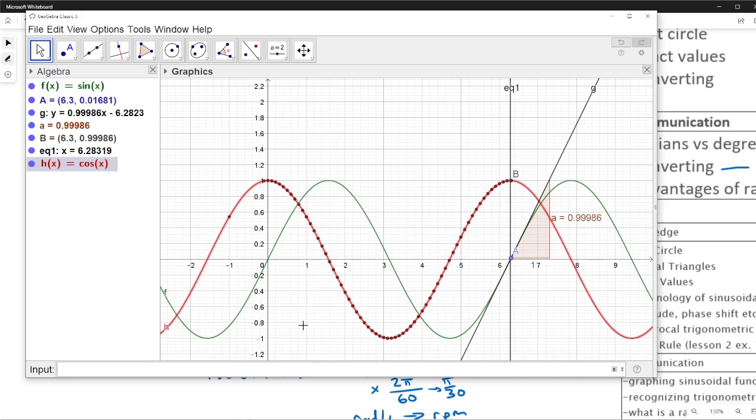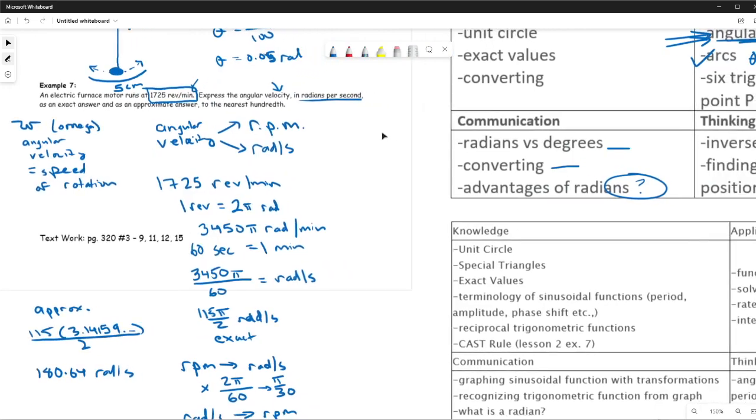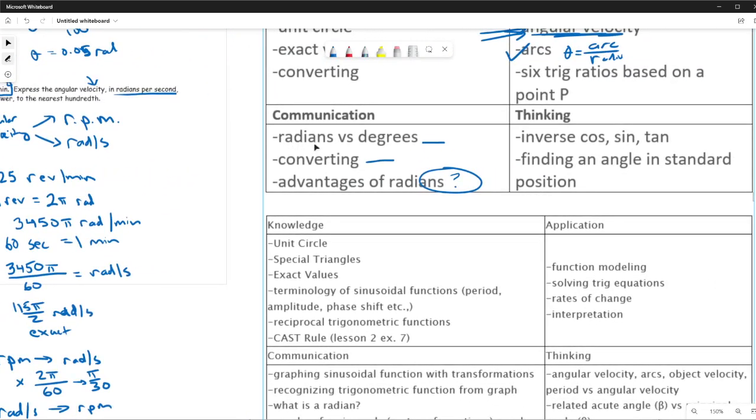So to summarize for today, I showed you what a radian is. We talked about how you convert between radians and degrees, the two ways to convert. And I shared with you 3 advantages of radians. To recap them quickly, number 1, its definition is connected to the circle. 1 rad is equal to 1 arc of length r. Secondly, radians are very good at any question that actually involves arcs.